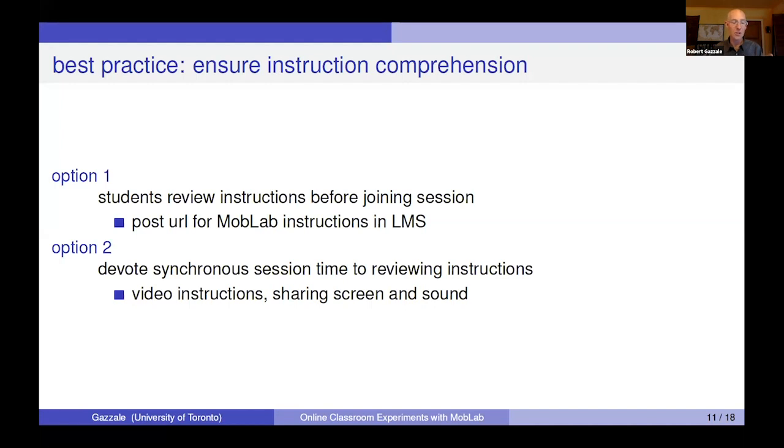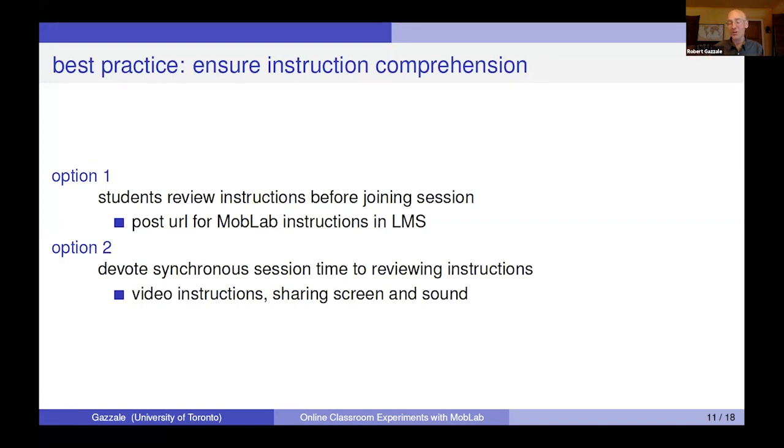The first option is that students review the instructions before coming to the online session. And it's really easy to take the URL from MobLab instructions, post them in your LMS, and ask your students to review these instructions before the session. Unfortunately, we know students, we were students.